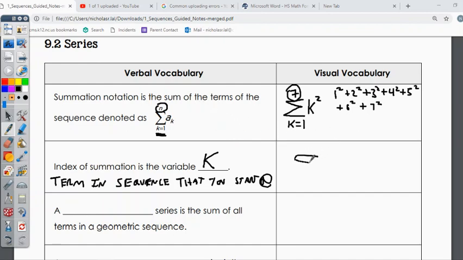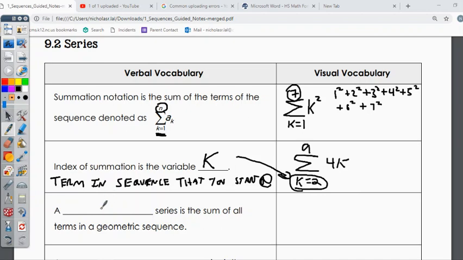So for example, when you have the series k is equal to 2, where your stopping number is 9, of 4k, you're going to start when k is equal to 2. So right here. All right, and the variable k could change. It could be i, it could be n. So don't always expect a variable k. You could have different variables.